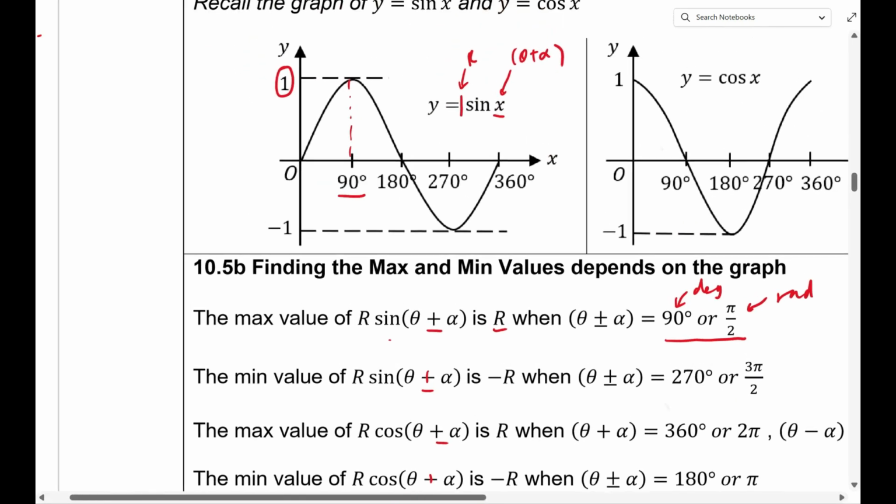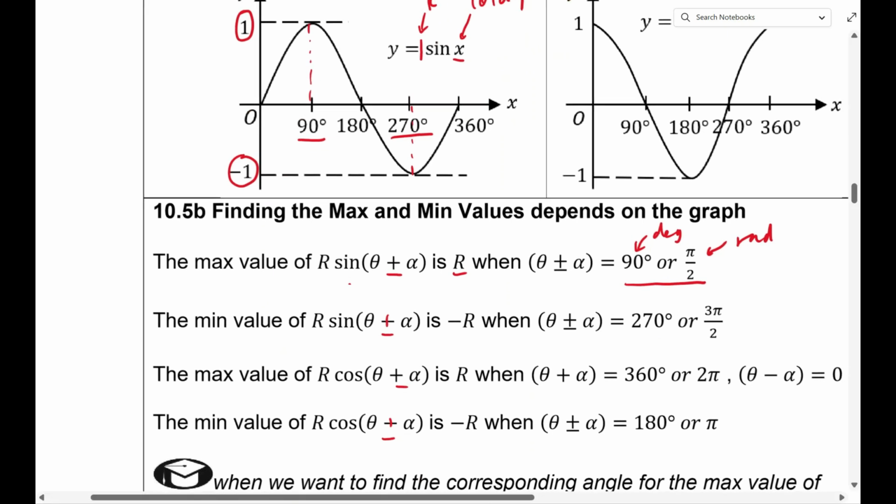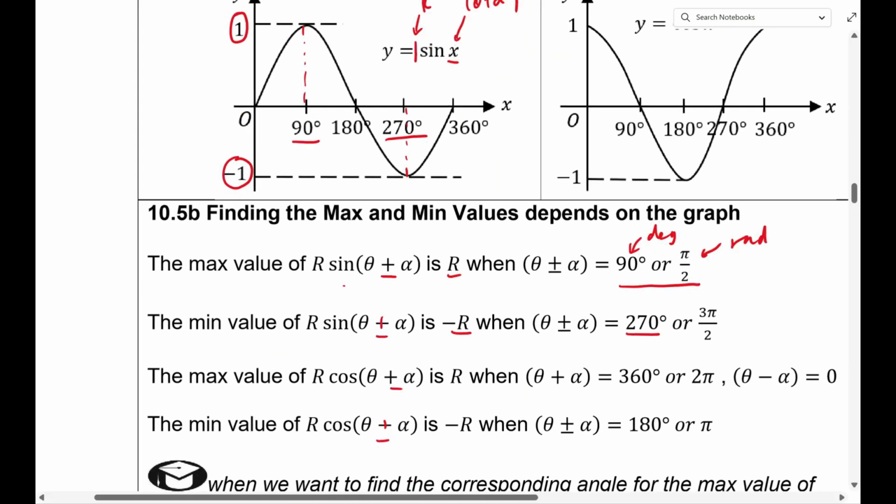For the minimum value, we'll see that in the sine curve, it is negative 1, which is also negative r, since r equals 1. Now when does this minimum value occur? We'll trace up, and we'll see that it occurs when theta plus alpha, or x, equals 270. That's how we get minus r, and 270, or 3 pi over 2.